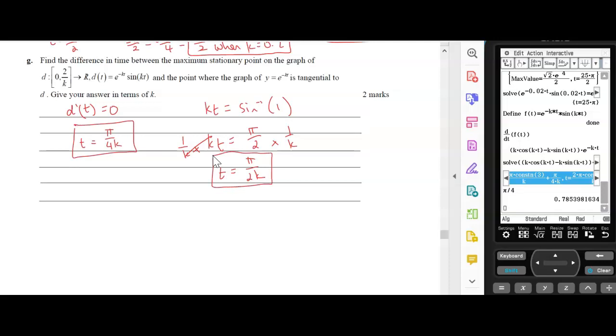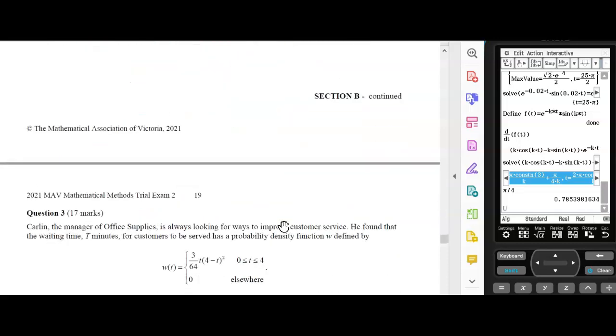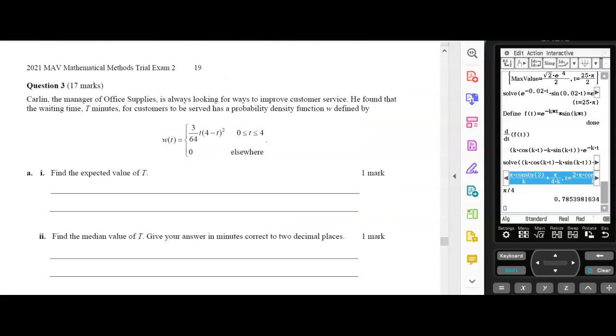Now, if we're looking at the difference in time, we've got pi on 4k and pi on 2k. All right, so we take the larger of the two, pi on 2k, subtracting pi on 4k, and we're left with pi on 2k. Sorry, not pi on 4k, sorry. Probably should have done it on the calculator. All right, and nearly at the end.